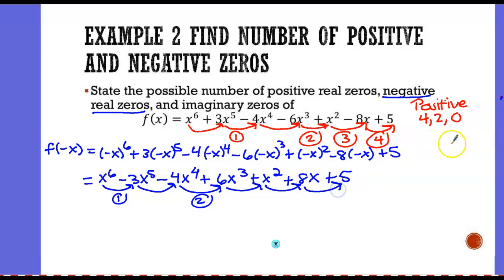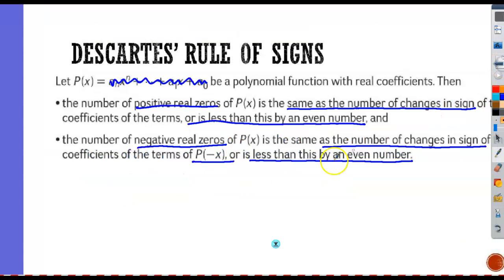So on my negatives, I have 2 sign changes for sure, or I can have less than that. So I can have 0 sign changes, because remember, we have to decrease it by 2. If you go back to the rule, it says we can have the same as the number of sign changes or less than this number by an even number.